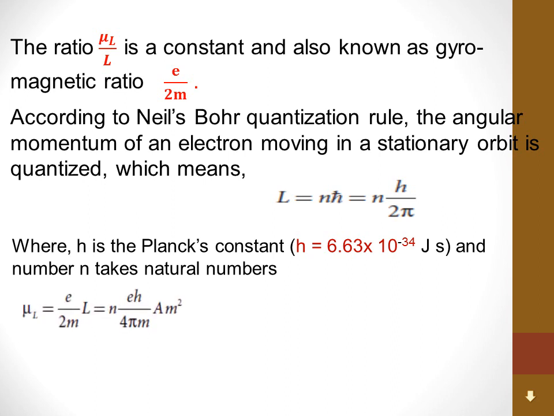Therefore mu L is equal to e by 2m into L, and if you substitute the value n into h by 2 pi instead of L in this equation, then mu L is equal to n into e h divided by 4 pi m, in A m square. I think you know the value of e, so n into 1.60 into 10 to the power minus 19 divided by 4 pi m.